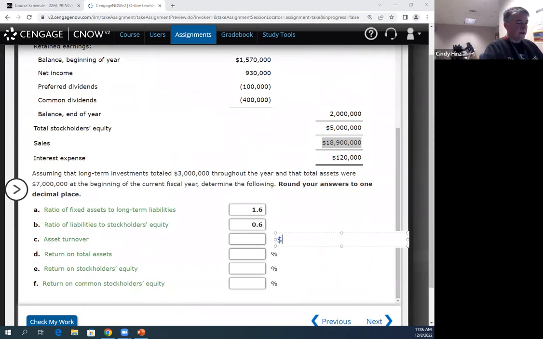So asset turnover is our sales divided by the average total assets. The assets at the beginning of the year were 7 million, of which 3 million were long-term investments. So the remaining, the operational assets, if you will, the assets being used in operations were 4 million. I'm just going to put the M there for million. And the operating assets at the end of the year were 5 million, as we already covered. And we want to average those together.